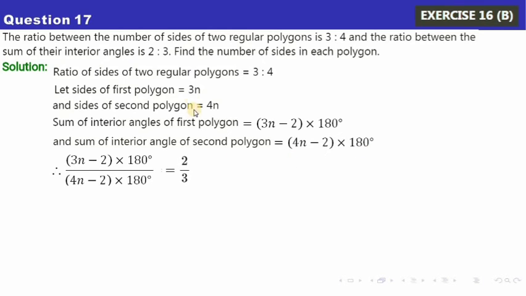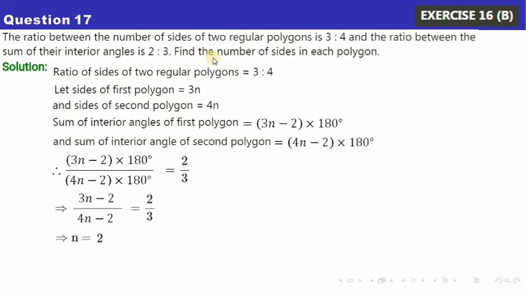Okay, so what is given here? The ratio of the sum of the interior angles is given to be 2:3. For the first polygon, the sum of the interior angles is this much, and for the second one it is this much. So the ratio is 2/3 or 2:3. That's what the question says. Now cancel 180 degrees, so you get (3n minus 2) divided by (4n minus 2) equals 2/3. Solve this. I have directly written the formula, so I expect you to solve this, and when you solve this you get the value of n to be 2.